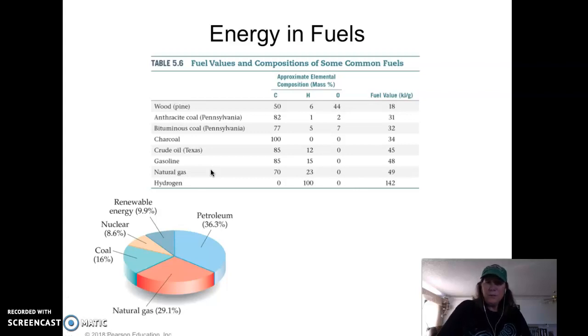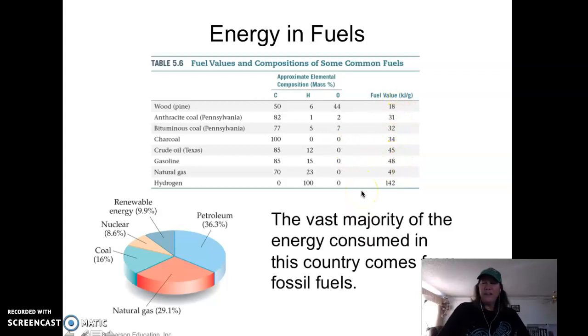Here's energies and fuels. We got wood. Anthracite is really heavy coal. In North Dakota, we have bituminous and lignite coal. It's not nearly as good as the anthracite. Here's charcoal. We got crude oil, gasoline, natural gas. Okay, here's the percent carbon, hydrogen, and oxygen, and here's their fuel value. You can see wood doesn't have a huge fuel value if you compare it to natural gas or whatever. But again, these are calculated.